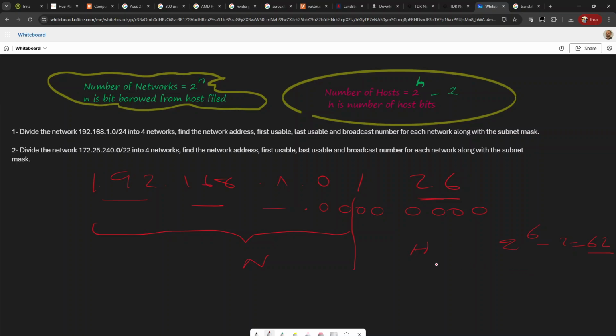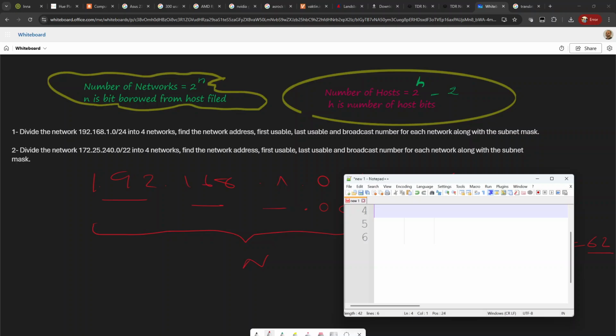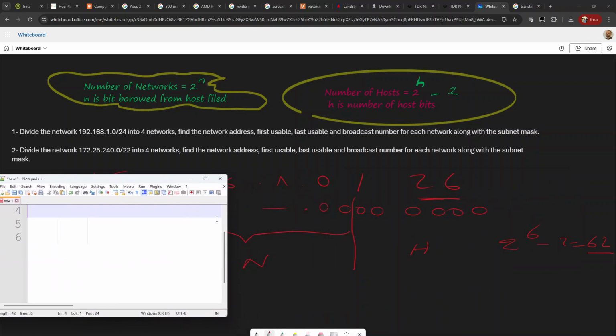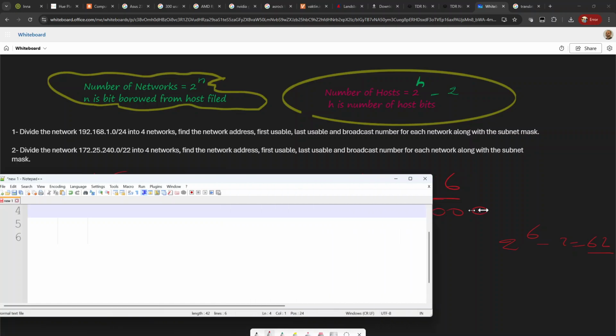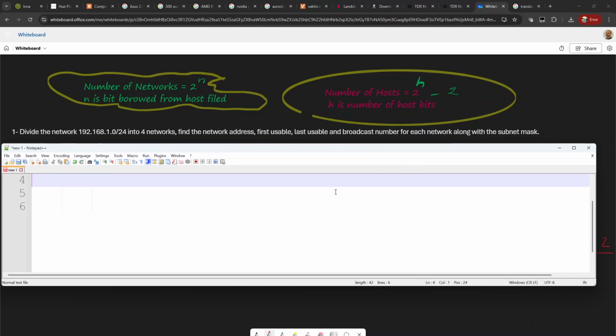Let me clear my gibberish, or let's actually bring up Notepad++, and we are going to work on those two examples, as you can see right here. So let's work on the first example. In the first example, we have 192, as you can see right there. Let me write the IP in Notepad++.